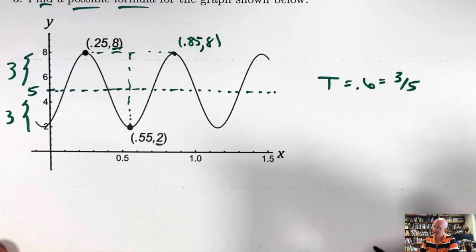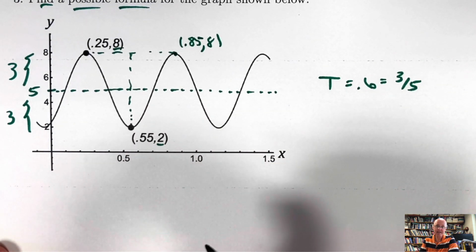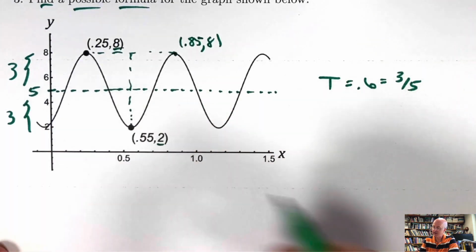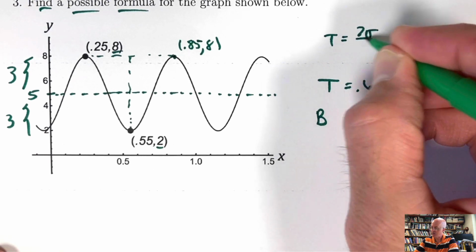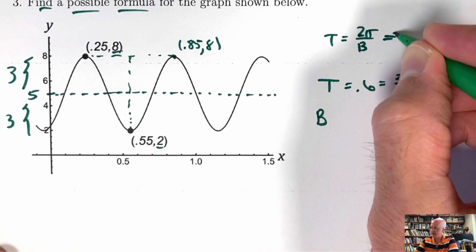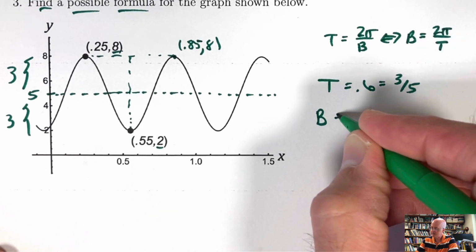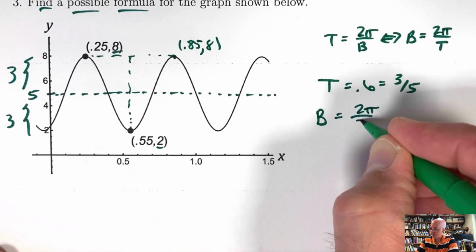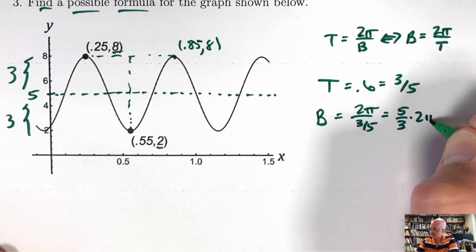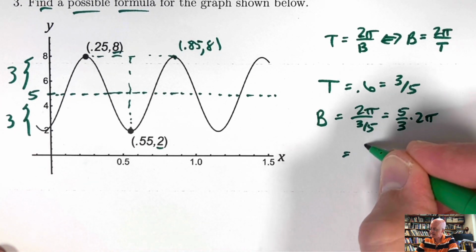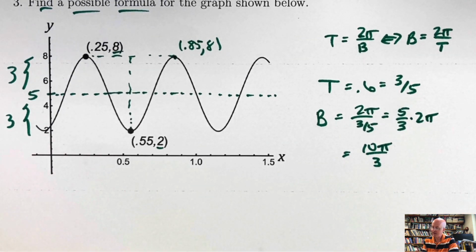Okay? So the a we can take to be plus or minus 3. The d in the previous problem, the vertical shift, we can take to be 5. And the b, since T is 2 pi over b as we learned in the previous problem, is equivalent to b being 2 pi over T. So b is going to be 2 pi over 3/5. That'll be the same as 5/3 times 2 pi, which is 10 pi over 3. That is the b. What about the horizontal shift?